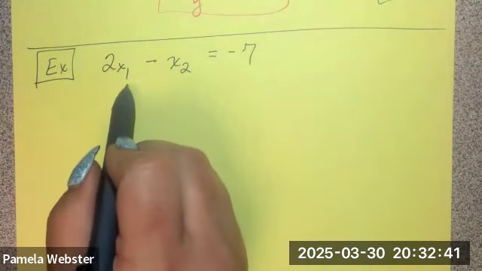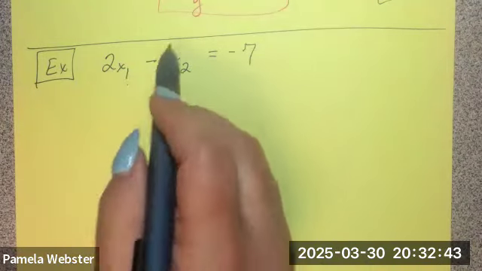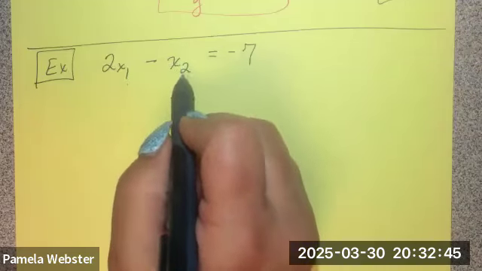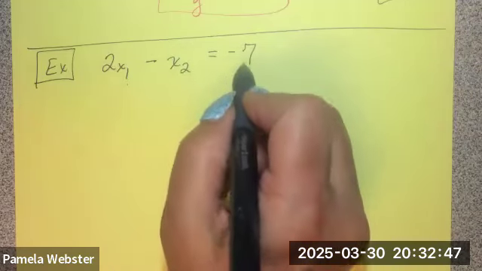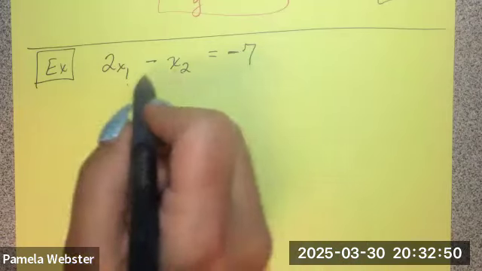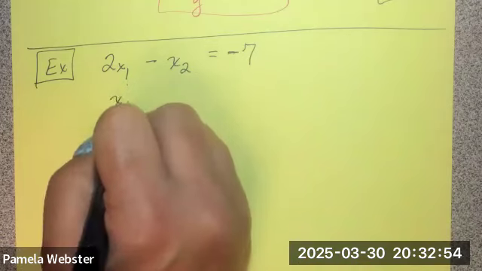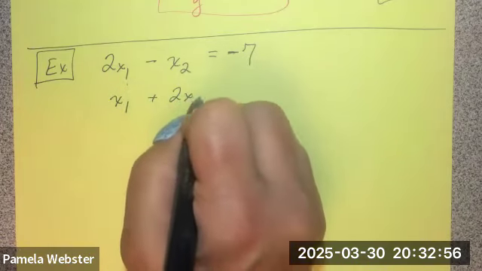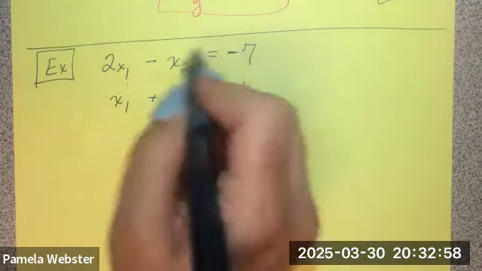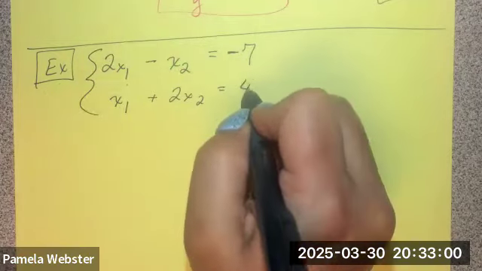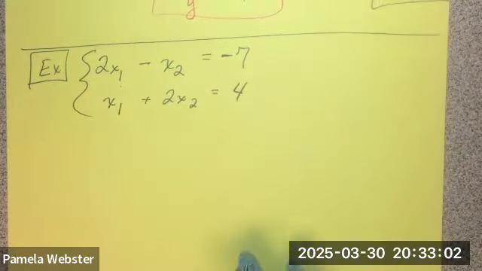Okay. 2x sub 1, again, that just means the first variable, minus x sub 2, that's my second variable, equals -7. If you want to, you can call this x and y. It's the same thing. And the second guy is x sub 1 plus 2x sub 2 equals 4. That is the system of equations, okay?